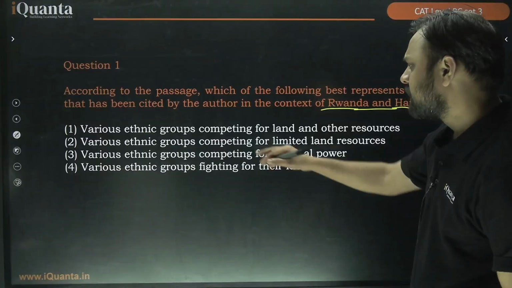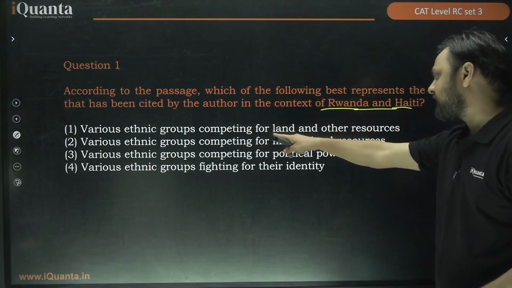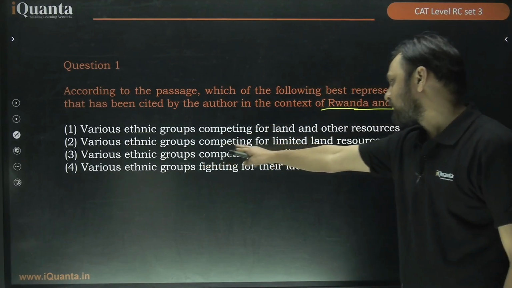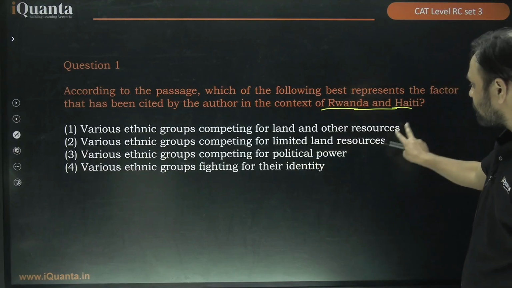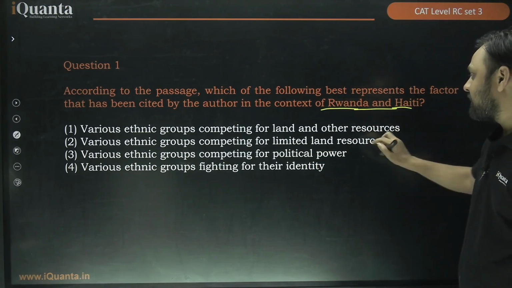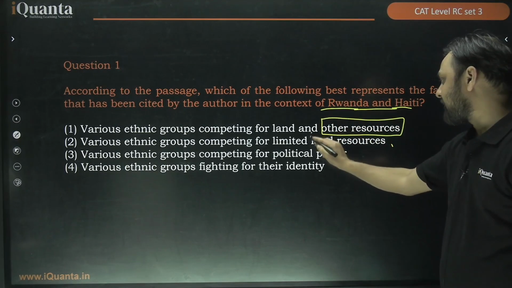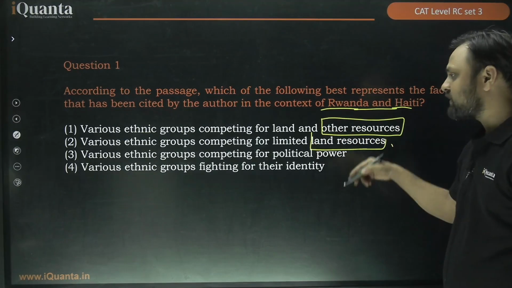One says that various ethnic groups competing for land and other resources. And option B says that various ethnic groups competing for limited land resources. The only difference between these two choices is that this one also talks about other resources, but this only talks about the land resources. This is the difference. So, which one should you pick?